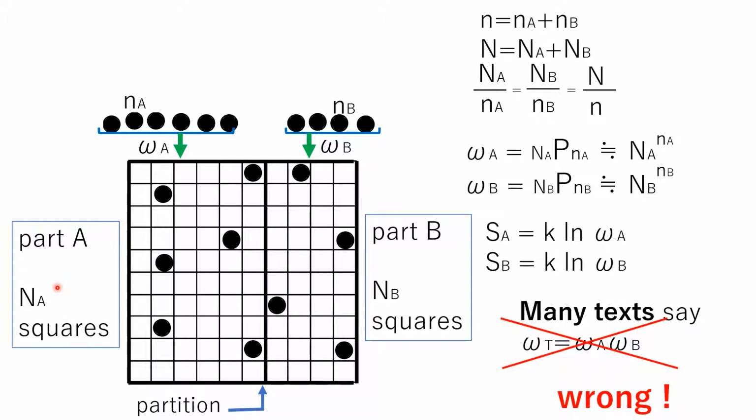The number of cases omega sub A, in which we put n sub A stones on the part A, is like this. And the number of cases omega sub B, in which we put n sub B stones on the part B, is like this. Many texts say omega sub T equals omega sub A times omega sub B. But it is a basic error.